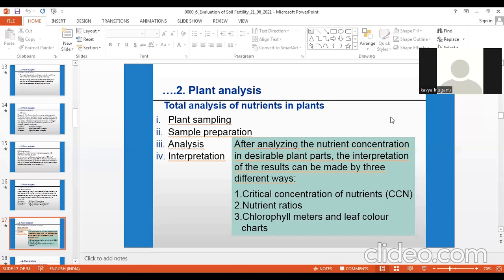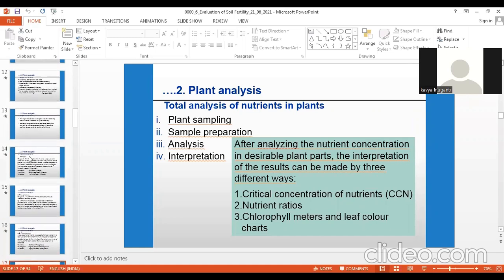I repeat, it is the concentration of a particular nutrient in a plant at which there is 90% of the maximum growth or yield obtained by the plant, or there may be 10% reduction. And this works both ways. This is for toxicity as well as for deficiency. For toxicity also you have some critical concentration, that it should not be more than this, otherwise this particular element will become toxic. Now we move on.